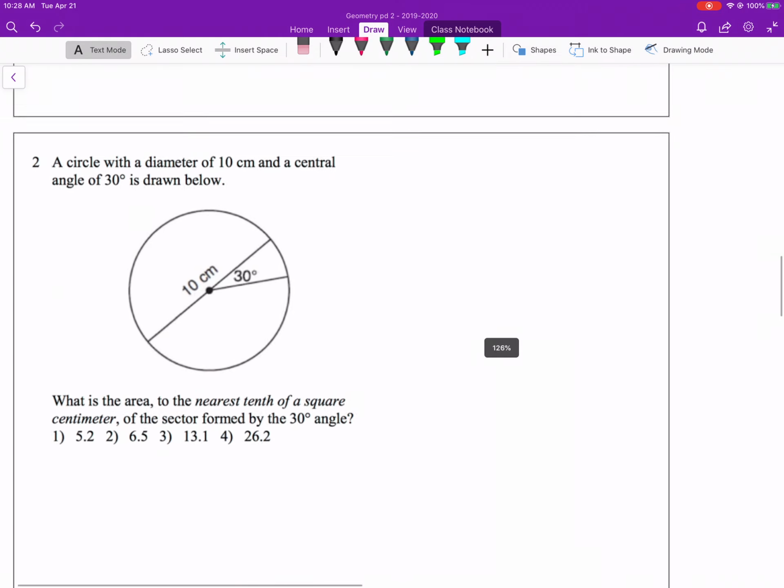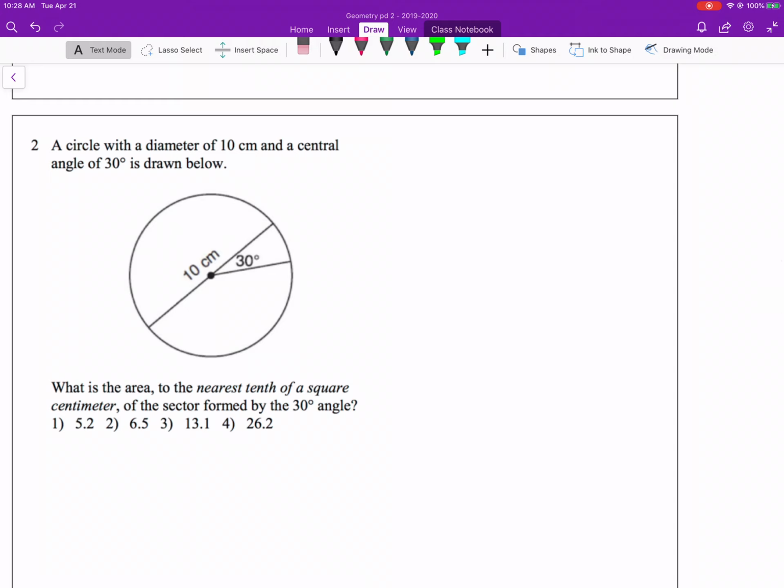All right, another one. A circle with a diameter of 10 centimeters and a central angle of 30 degrees is drawn below. What is the area to the nearest tenth of a square centimeter of the sector formed by the 30-degree angle? So we're dealing with this sector right here. No shaded or unshaded. We're focused on that sector there.